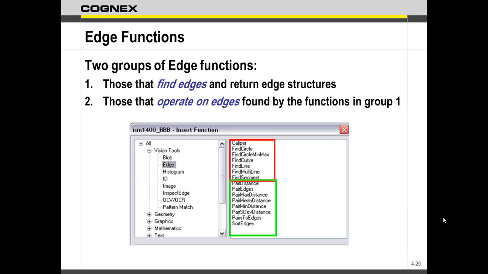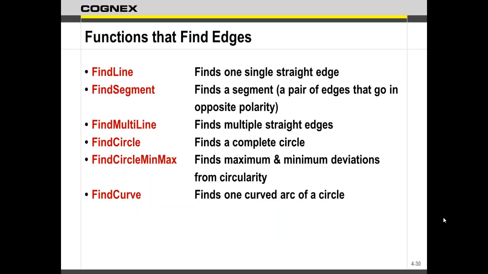So we have two groups of edge functions. We have the functions that find edges, as well as the functions that work upon the edges found. Now, some of the functions that find edges are like find line, which finds a line. Then we have find multi-line. I bet you don't know what that one does. It finds multiple lines. Amazing, that. What about find circle? It finds a circle. So yeah, we've got a lot of different ones that find it.